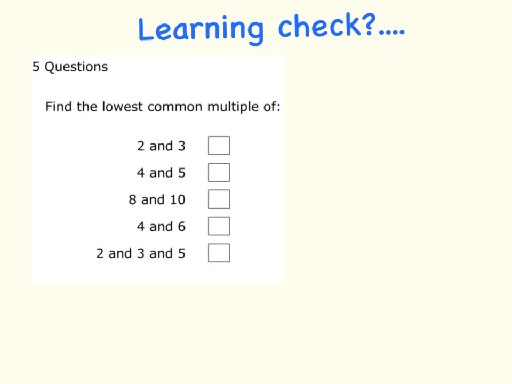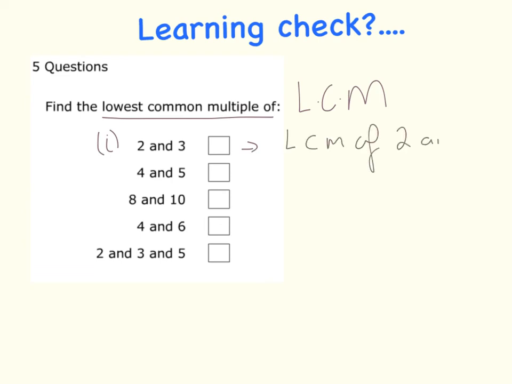Okay, let's have a learning check so far and ensure that we can find the lowest common multiple, or the LCM, of the following numbers. So I'm going to first of all start with part 1 here, which is 2 and 3. So find the LCM of 2 and 3.